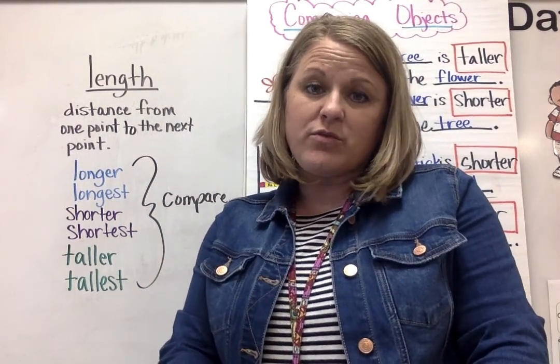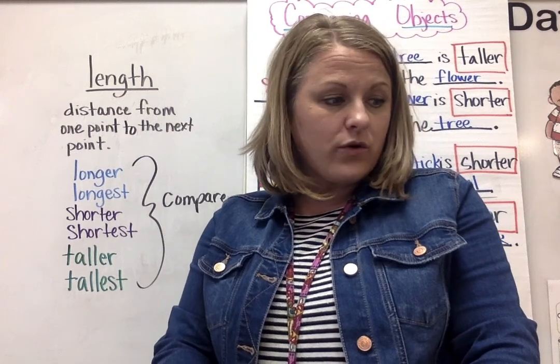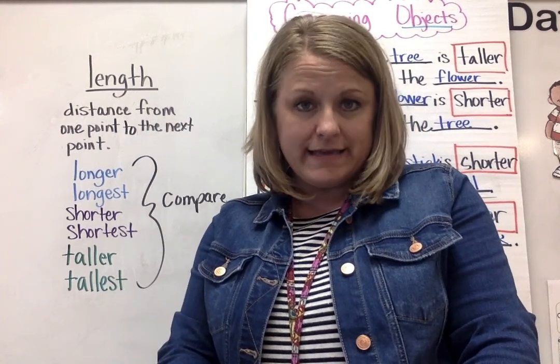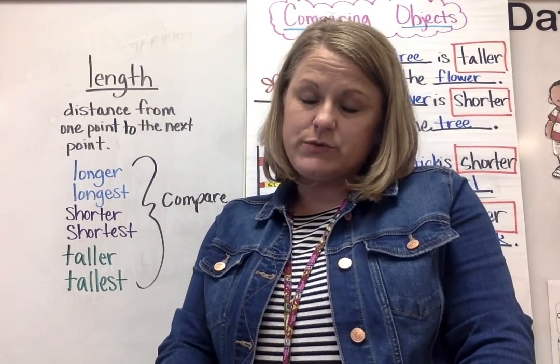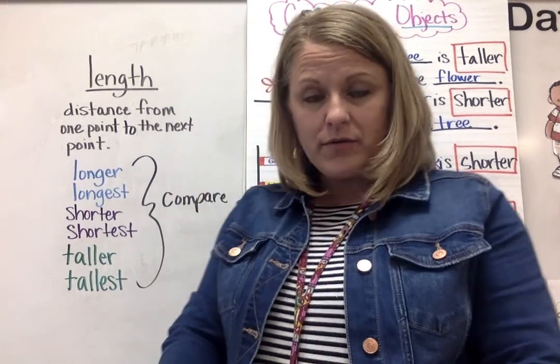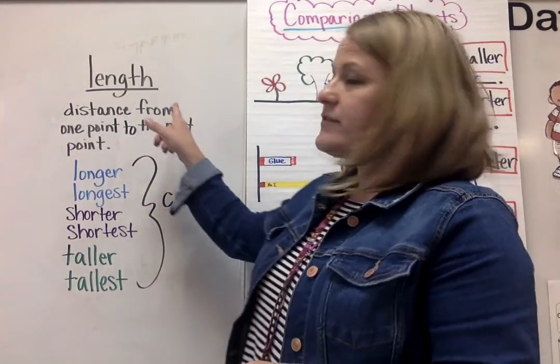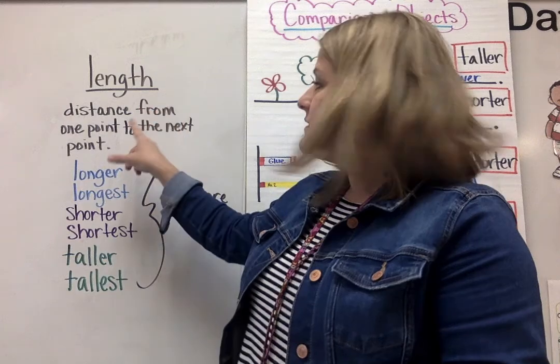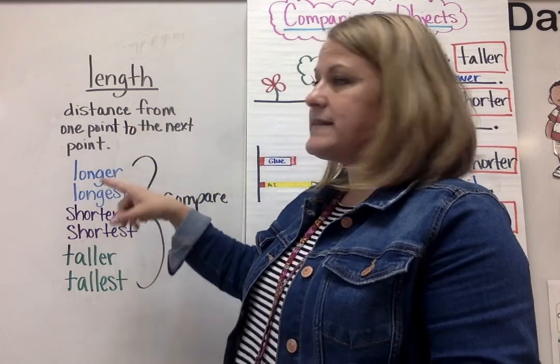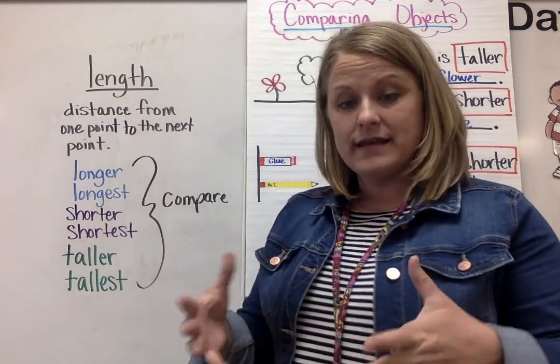This week in lesson 31 in your math, we are going to be ordering objects by length. As usual, I want you to pay attention to some of the vocabulary words that you're going to hear. The first one is the word length: the distance from one point to the next point. That would be the length of something.